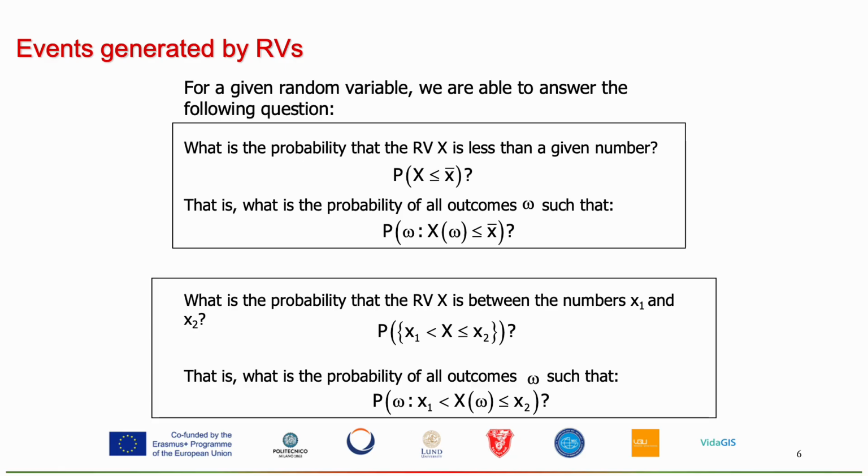Written in a mathematical way, it is the probability that x1 is smaller than X, smaller than x2. In this case, we are looking at the probability of all the outcomes omega such that X of omega is comprised between x1 and x2. So if we know the probabilities of the different omegas, we can compute the probability of the random variable.